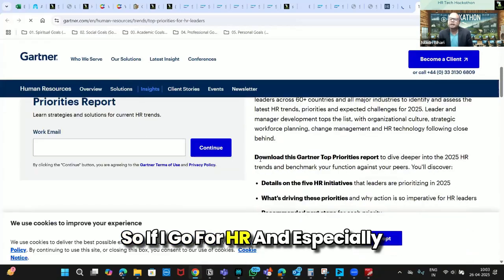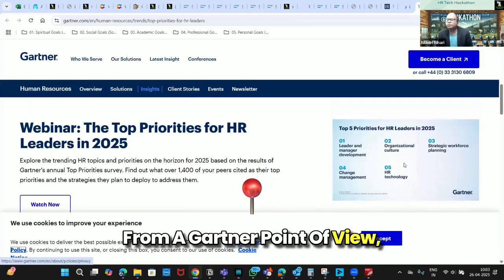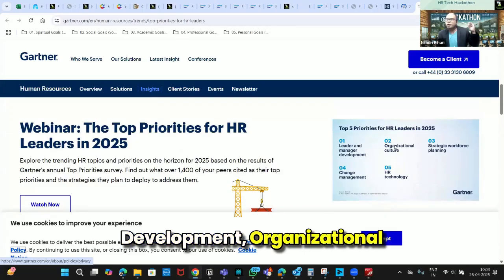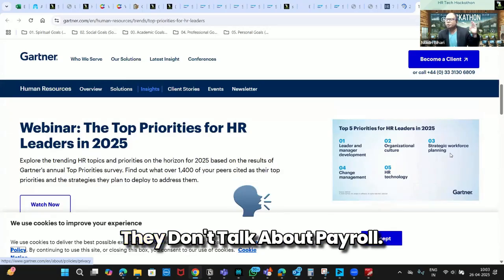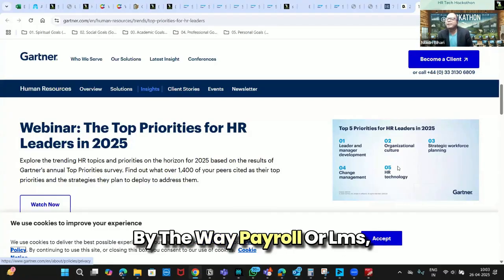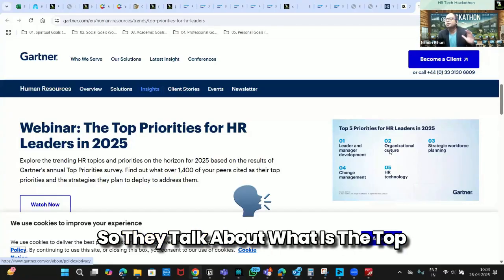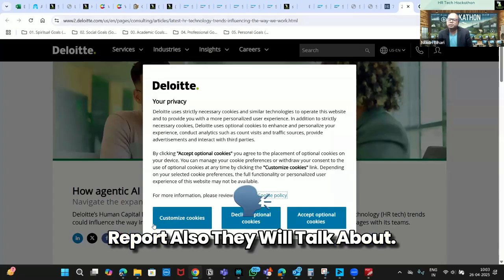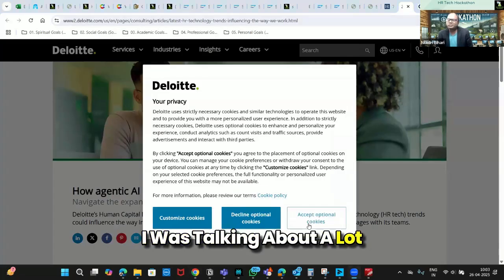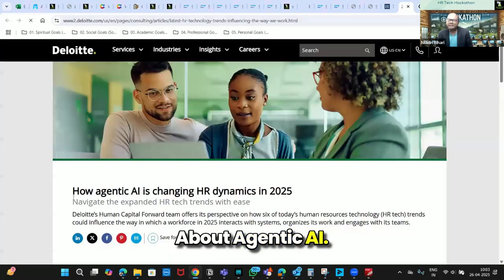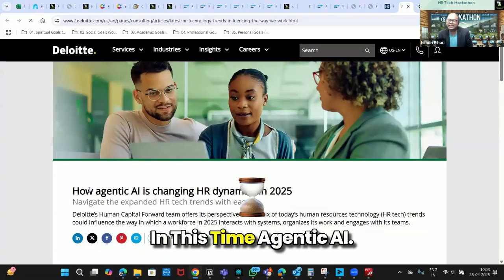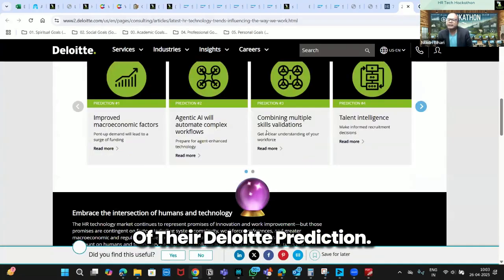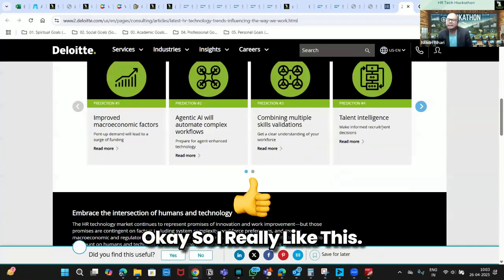If I go for HR, especially from a Gartner point of view, they have visualization. They talk about leader management, development, organizational culture, change management. They don't talk about payroll, by the way. Payroll or LMS, they don't talk about it. They talk about the top priorities for people this year. If you go for the Deloitte report also, they talk a lot about agentic AI, which I was mentioning. They have really brought it in this time. These are the key things you can see as part of the Deloitte predictions. So I really like this.